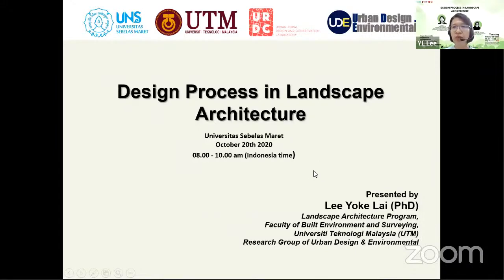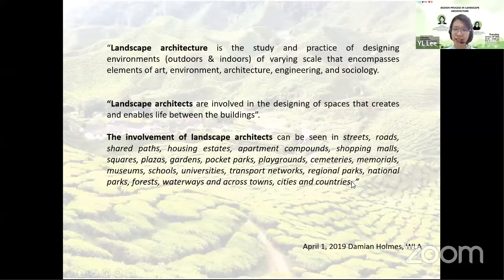All right, without further ado, I will start the little intro about landscape architecture. It might be general for you, or maybe some of you think it is new, but anyway, I will just share. When we talk about landscape architecture, the study is very broad. It's a combination of designing in the outdoor and indoor. This discipline is a combination of art, environment, architecture, engineering, and sociology.